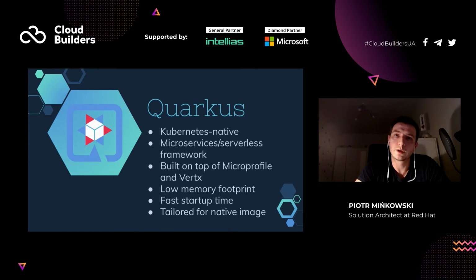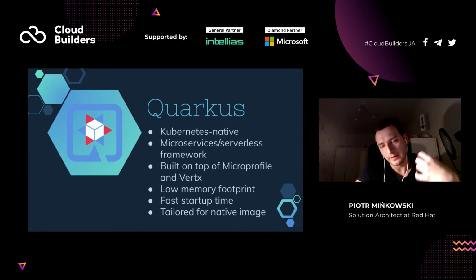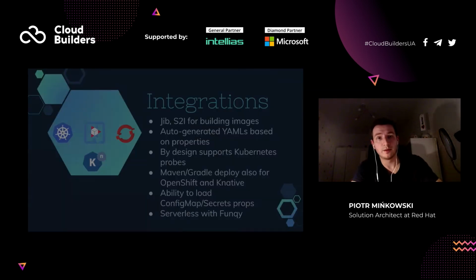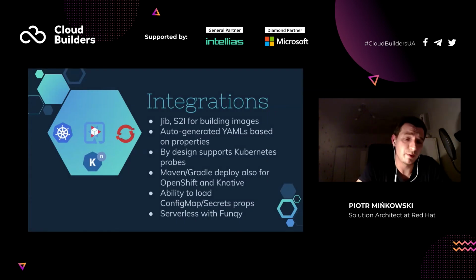But Quarkus is tailored for running with GraalVM. Native images are optimized for low memory footprint and fast startup time, and these are all things required by microservices or even more by serverless applications. Yes. So Quarkus provides several extensions for Kubernetes, Knative, or OpenShift.